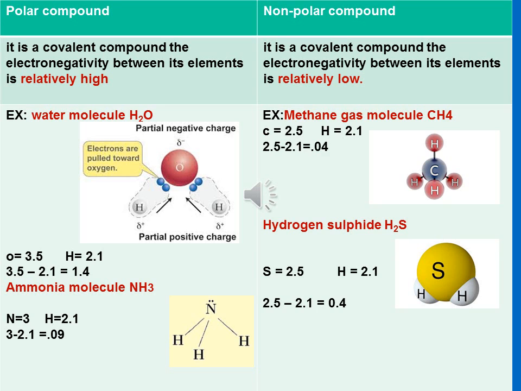Okay, for hydrogen sulfide, H2S, it consists of one sulfur atom and two hydrogen atoms. The electronegativity of sulfur is 2.5, and the electronegativity of hydrogen is 2.1. If we calculate the difference, 2.5 minus 2.1, it will be equal to 0.4, and it's also relatively low if we compare it to 1.7. You don't have to remember those numbers, just understand them.